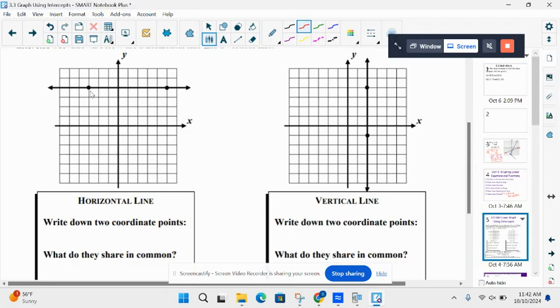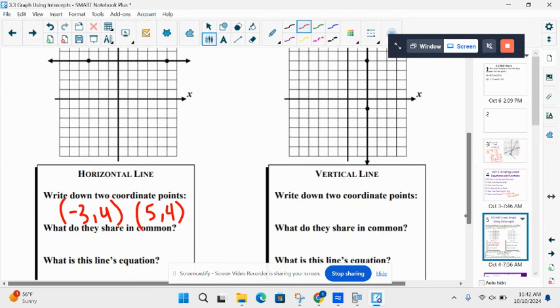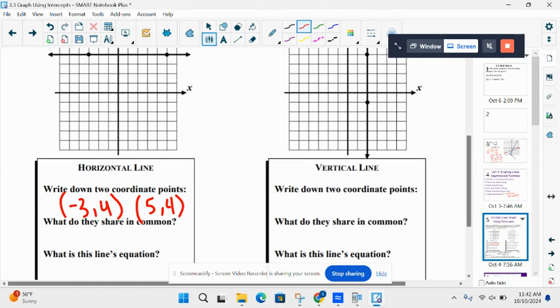So the point on the left here is at negative 3, 4. And then the point on the right is at 5, 4. What do those points have in common? Trent? They're on the same y. Yes, they both have the same y coordinate. So the y coordinate is the same.